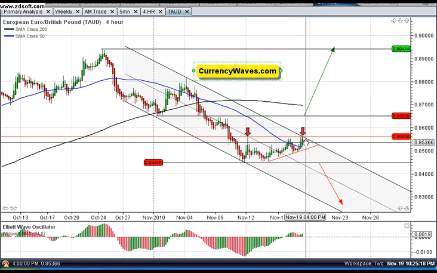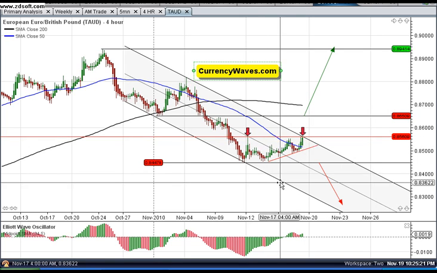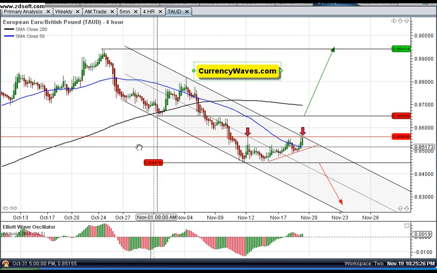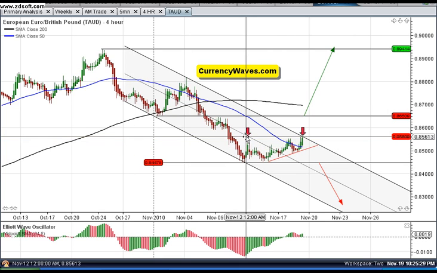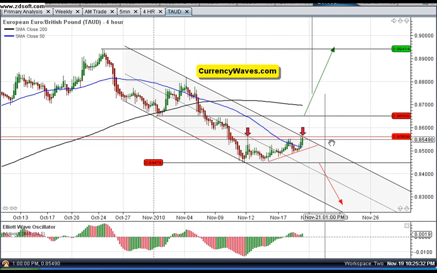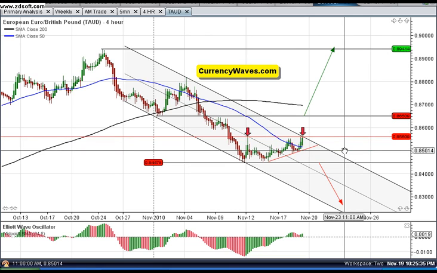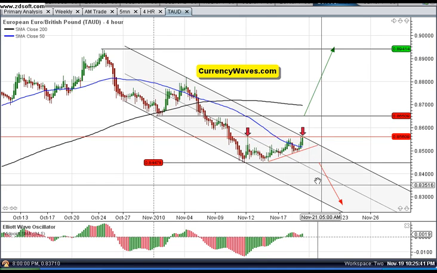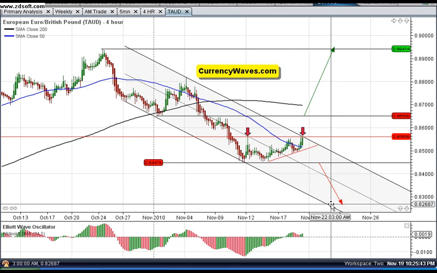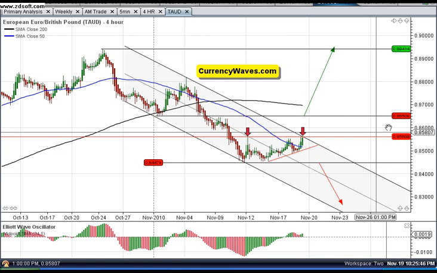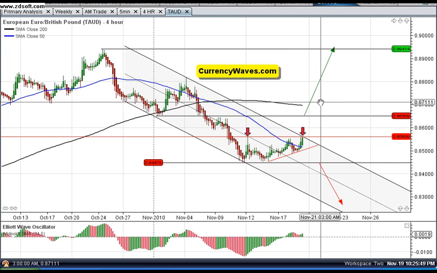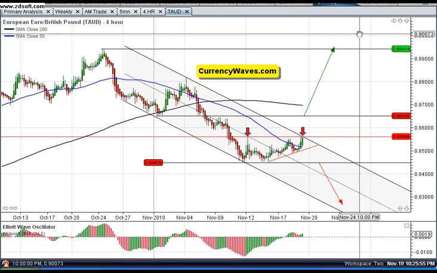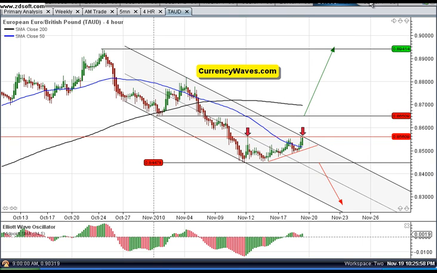Euro pound. Testing the channel line here that's been created over the last month, 3 weeks. And also ran into resistance here at the 85.60 area. Break below this short-term trend line here, I think you could see 83, maybe even 82.50. Above 86.50 here in the 200-day moving average, and we could be testing 89.41 and possibly heading much higher.